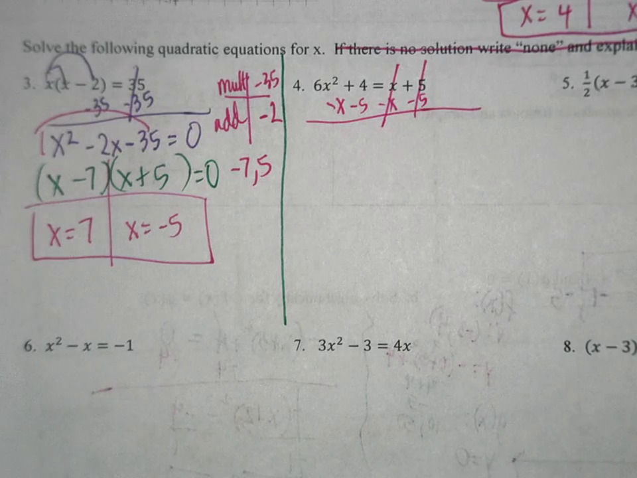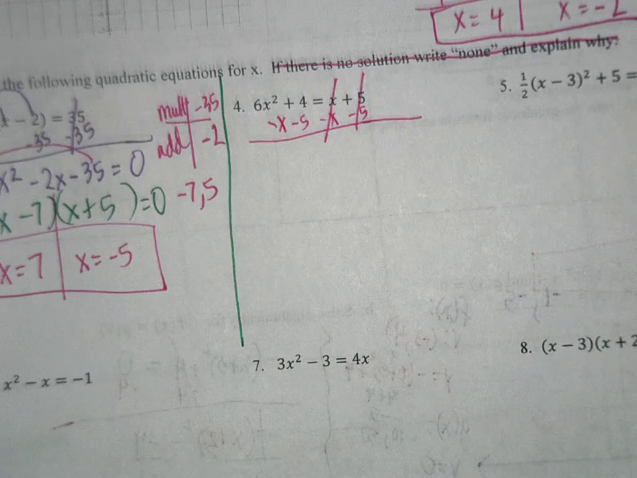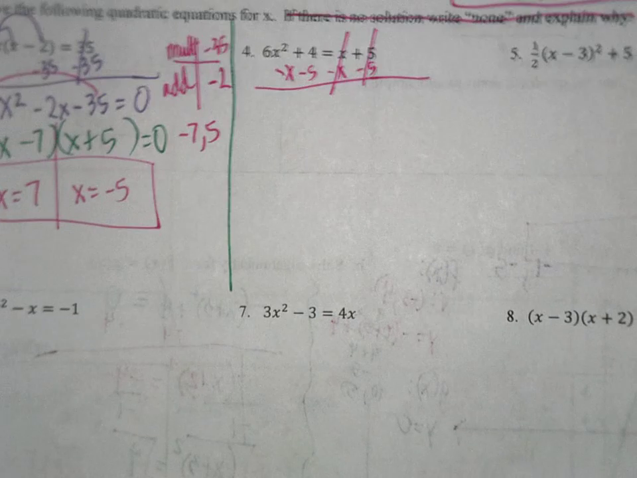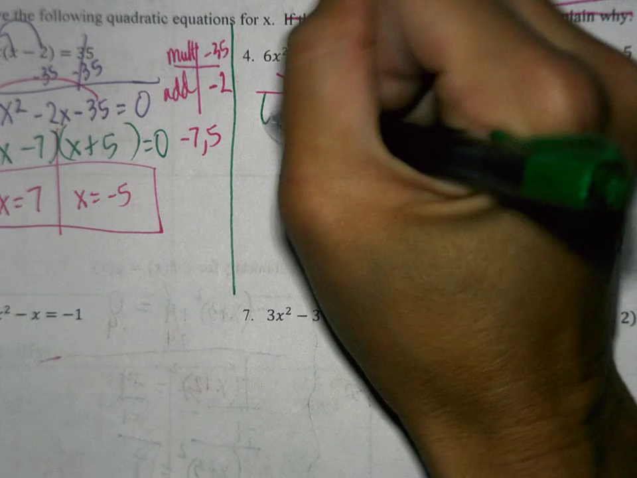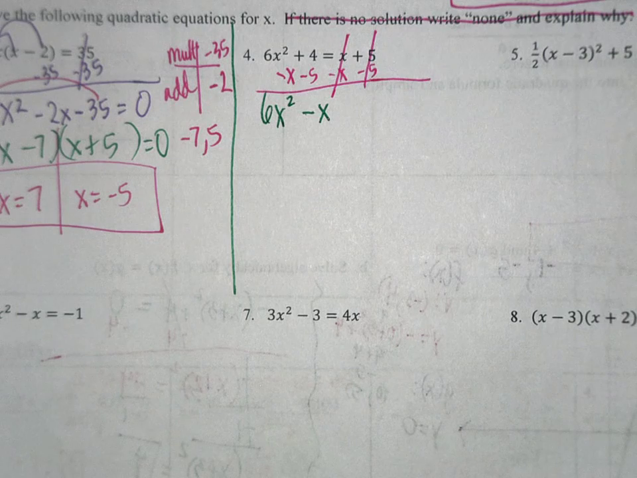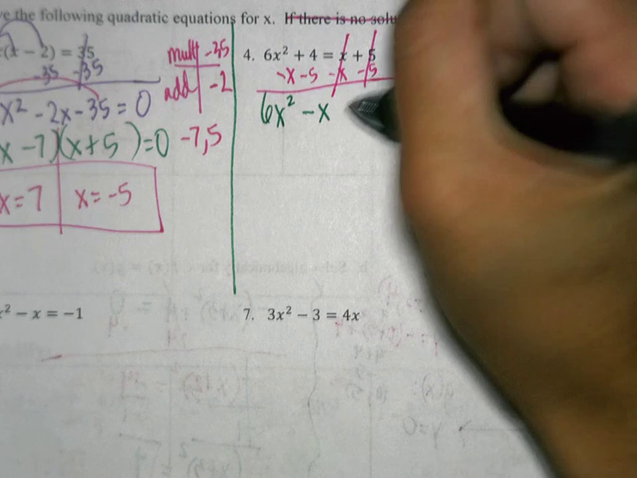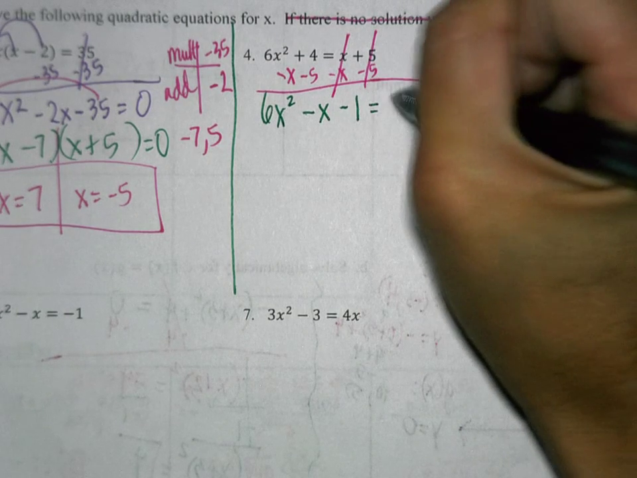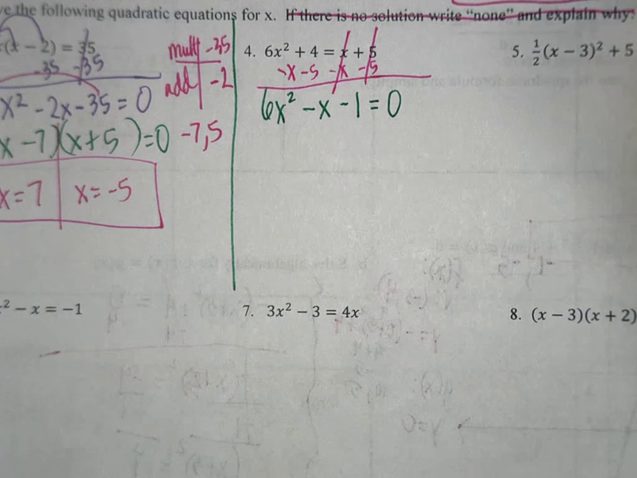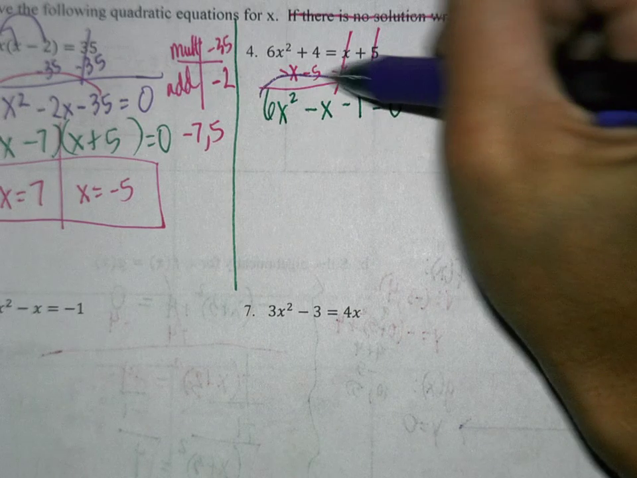And we're going to go ahead and write this out and combine like terms if we can. So here we have 6x squared minus x, and then 4 and -5 makes what? -1. Good. Equals 0. So factoring is always usually the easiest. So I always check to see if I can factor first.